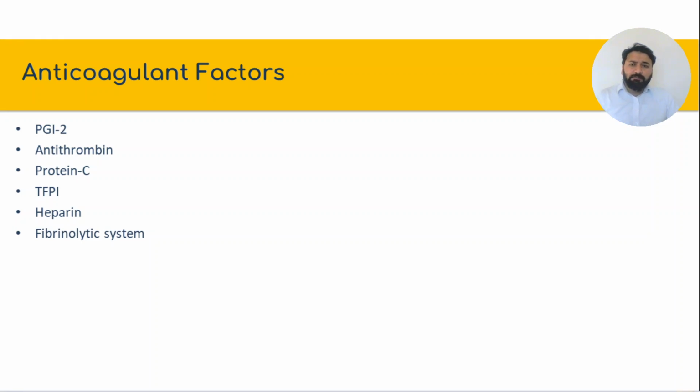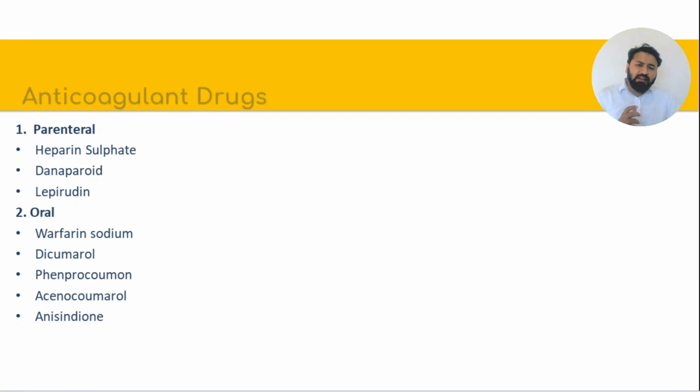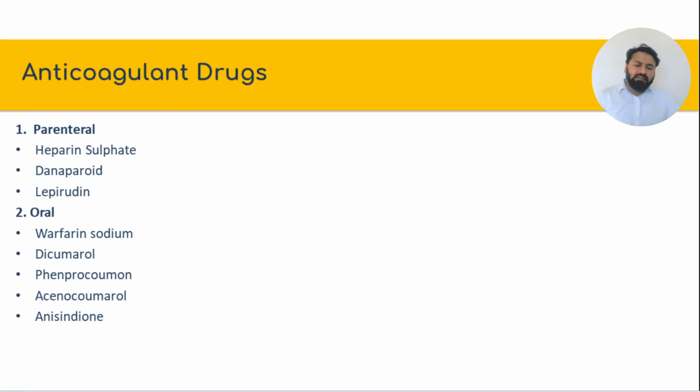Now the next is these anticoagulant drugs, they can be used in the parenteral form or in the oral form, just like heparin, desirudin and lepirudin. These are the drugs which are used as anticoagulants for parenteral purposes. Next are the oral anticoagulants. These are like warfarin sodium, dicumarol, phenprocoumon, acenocoumarol and anisindione.